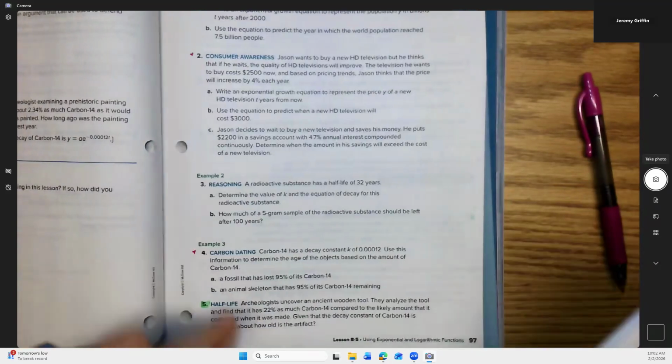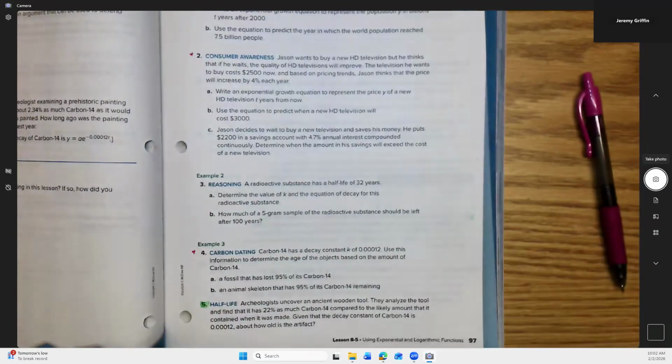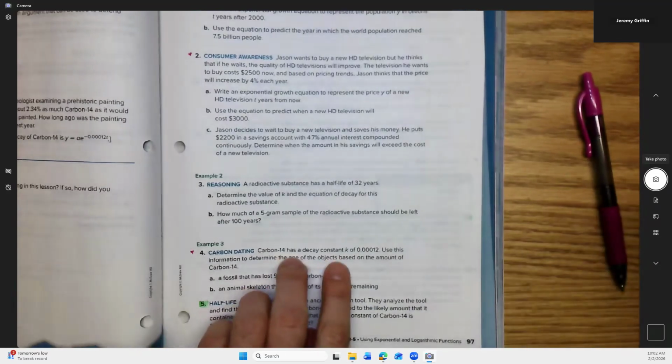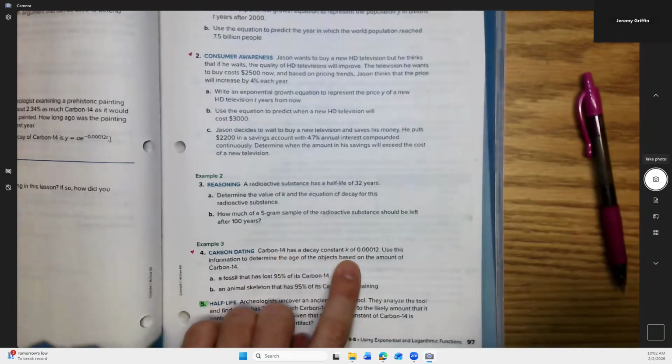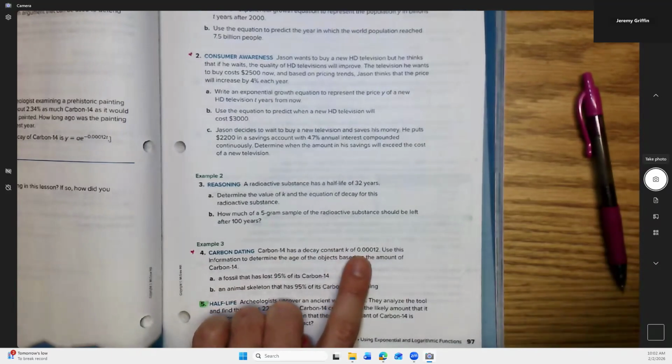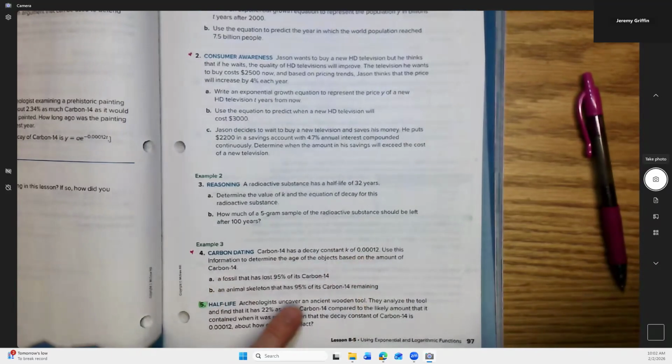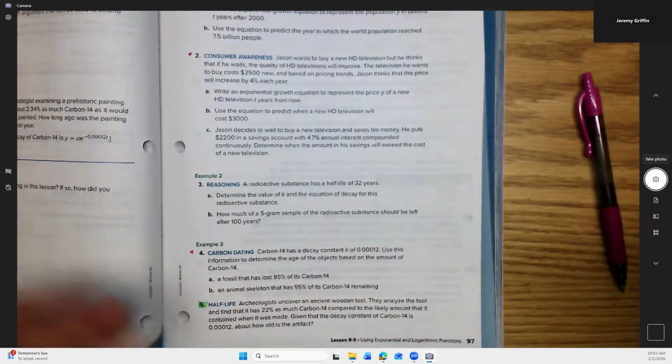All right. So we got that. Let's get down to number 4, carbon dating. Carbon 14 has this k value. Actually, I do want to derive that with you guys and show you where that comes from. Use this information to determine the age of a fossil that has, say, 95% of its carbon 14 or something like that.